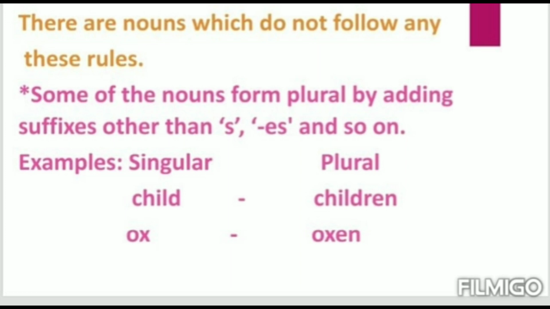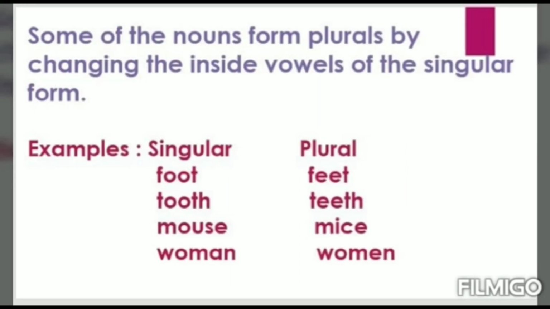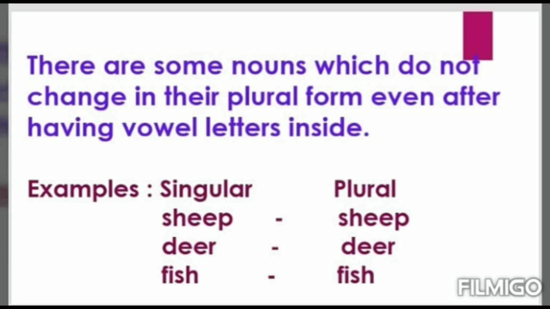Examples: child, children, ox, oxen. Some of the nouns form plurals by changing the inside vowels of the singular form. Examples: foot, feet, tooth, teeth, mouse, mice, woman, women. There are some nouns which do not change in their plural form. Examples: sheep, sheep, deer, deer, fish, fish.